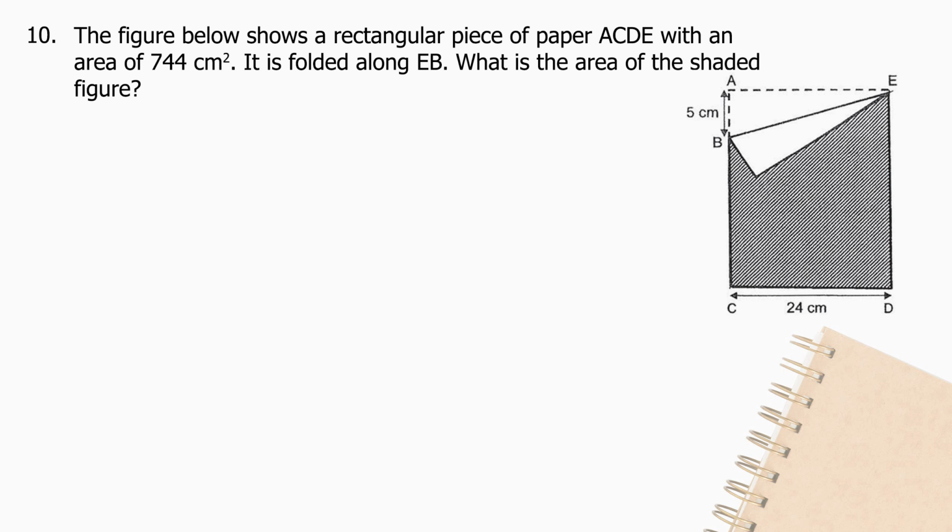Question 10. The figure below shows a rectangular piece of paper, A-C-D-E, with an area of 744 square centimeters. It is folded along E-B. What is the area of the shaded figure?